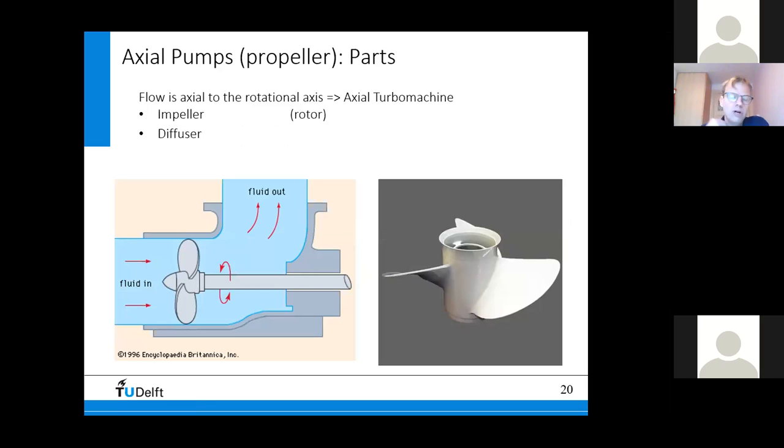This was a radial pump. An axial pump, like an axial turbine or axial compressor, is more where you accelerate the flow and get a small pressure increase by this kind of blades.